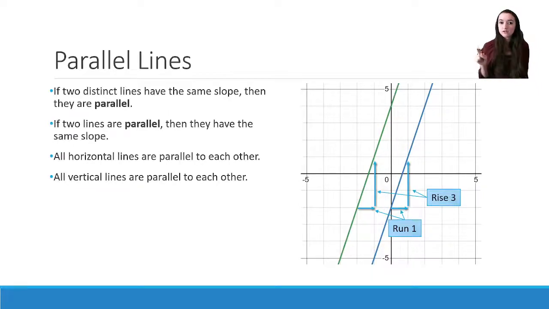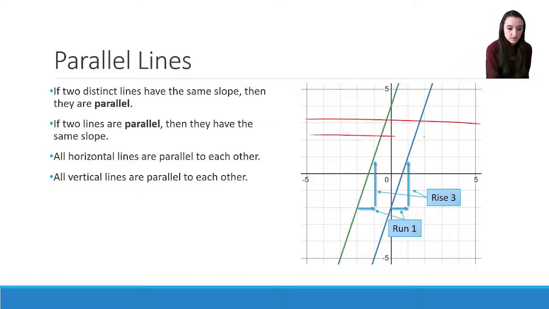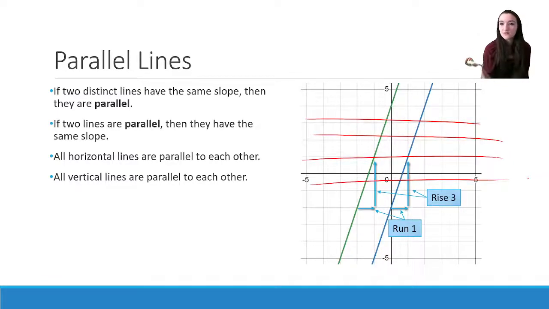So all horizontal lines would thus be parallel because they're never going to cross. Every line like this is never going to cross each other. Similarly, all vertical lines are parallel to each other because they are never going to cross.